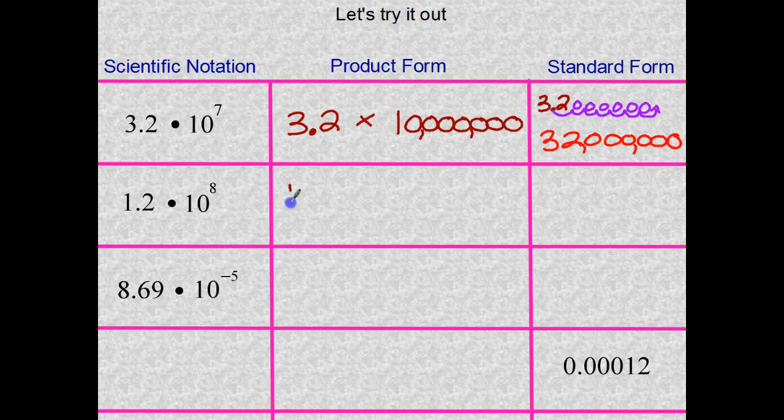As a product form, this is 1 and 2/10 multiplied by 10 to the 8th, which is 1 with 8 zeros this time. I'm not going to put in all the commas. You can do that on your own. Over here in the standard form, I'm sure you've probably figured out that since we have to move it 8 times, we're going to add 7 zeros onto the end of the 1.2. So 1, 2, and 7 zeros. 1, 2, 3, 4, 5, 6, 7. Put in your commas. 1, 2, 3, 1, 2, 3, and there you have it.